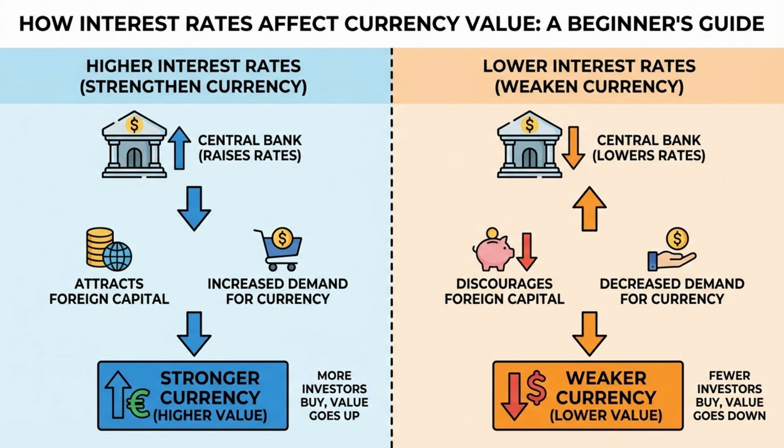On the other hand, when a central bank lowers interest rates, the opposite effect occurs. Lower rates make the currency less appealing to investors, reducing the amount of foreign capital entering the country. This decrease in demand causes the currency to weaken, and its value falls. In simple terms, higher interest rates tend to strengthen a currency, while lower interest rates tend to weaken it, because investors always look for better returns on their money.